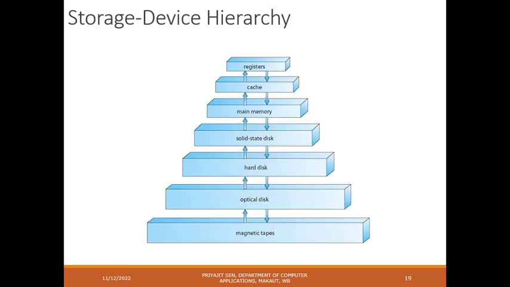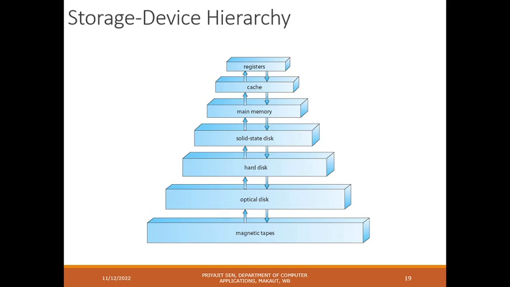We can see the storage device hierarchy. From the very first, we have magnetic tapes, which are slower. Then there are optical disks, like your CD, DVD, etc. Then hard disk, solid state disk, main memory, cache, and then your registers. Registers are much faster than the cache. Cache is second in order.